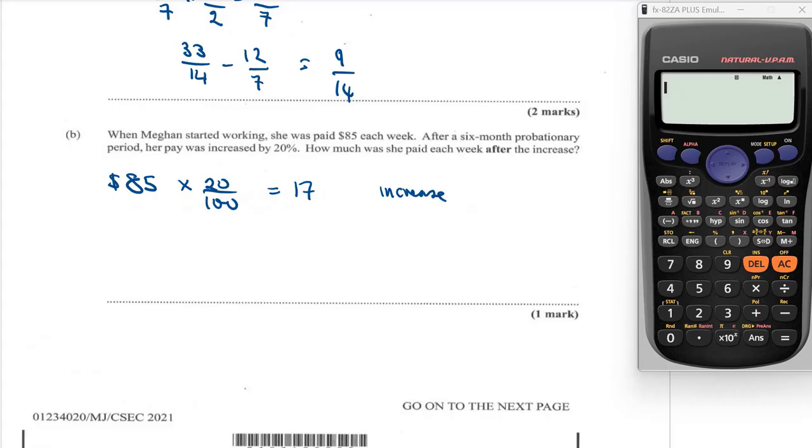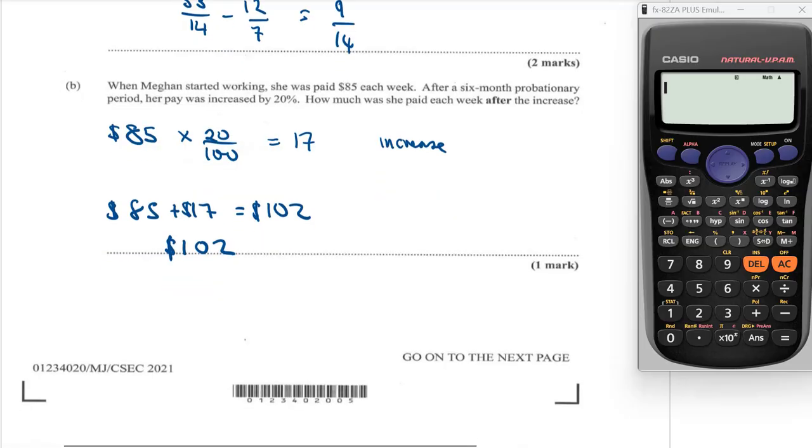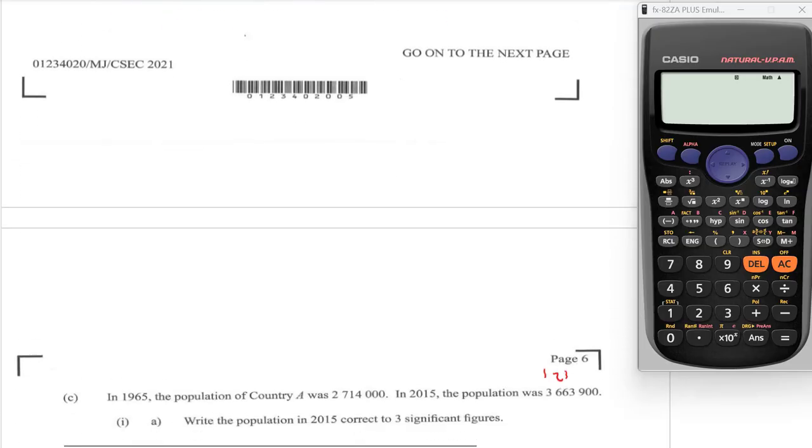So the next step is to add this 17 to the $85. So 85 plus $17, and that's going to give me $102. So after the increase, her salary is now $102. Let's look at the next question.